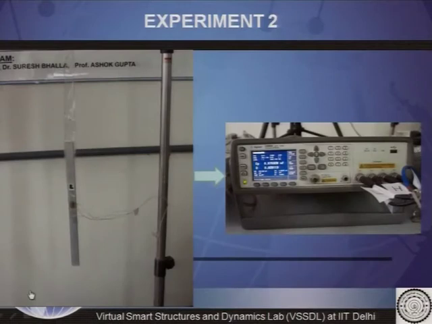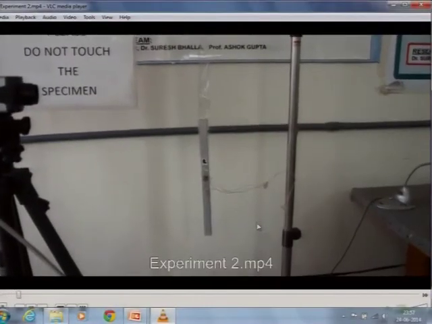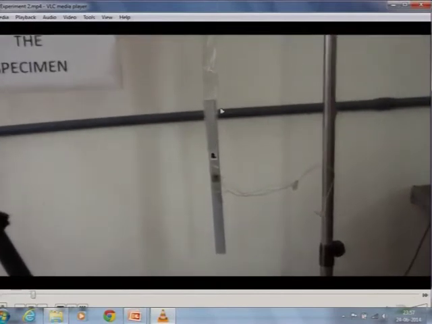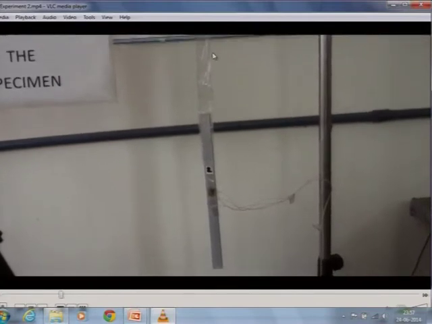The aim of the next experiment, experiment 2, is to get the axial modes of a freely suspended aluminum bar. In real life, it is very difficult to achieve the higher order modes. So, this experiment enables us to get the higher order modes of any structure, which is an aluminum bar in this case. You can see a bar which is suspended freely with the help of this flexible tape.